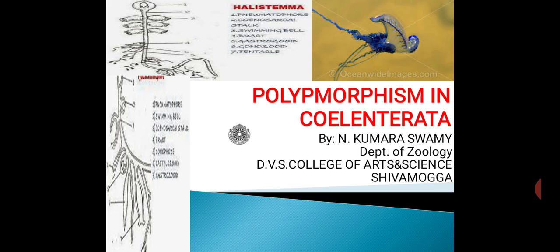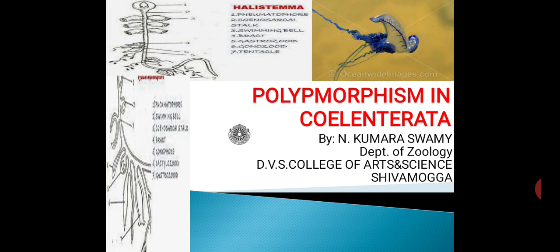Dear students, you know what polymorphism is. It's a phenomenon of the expression of different types of structurally and morphologically different individuals in a coelenterate, particularly in colonial coelenterates, to achieve the division of labor.